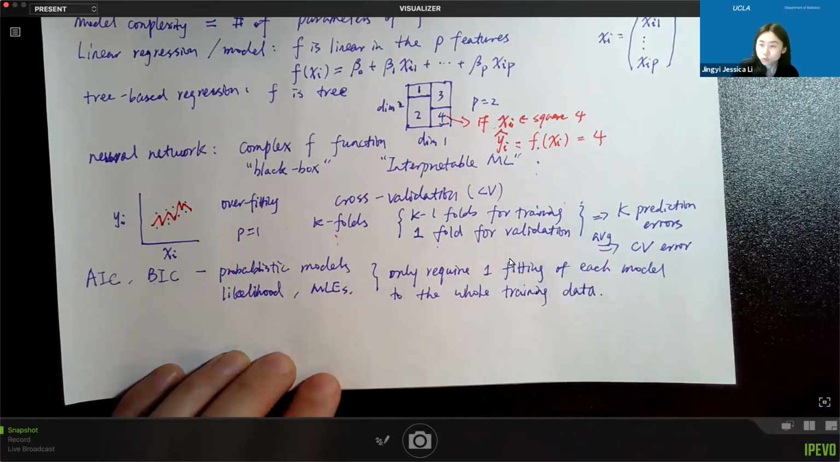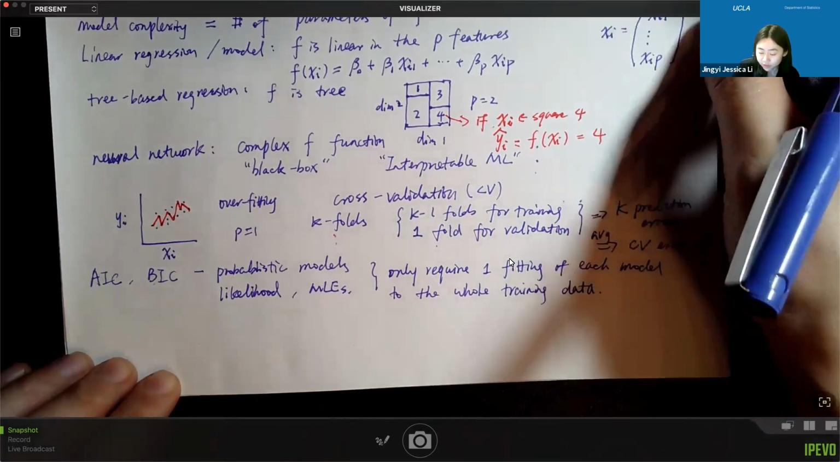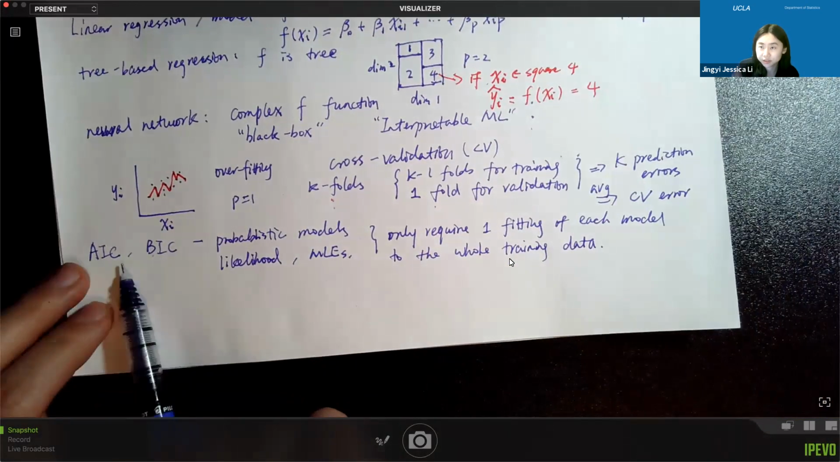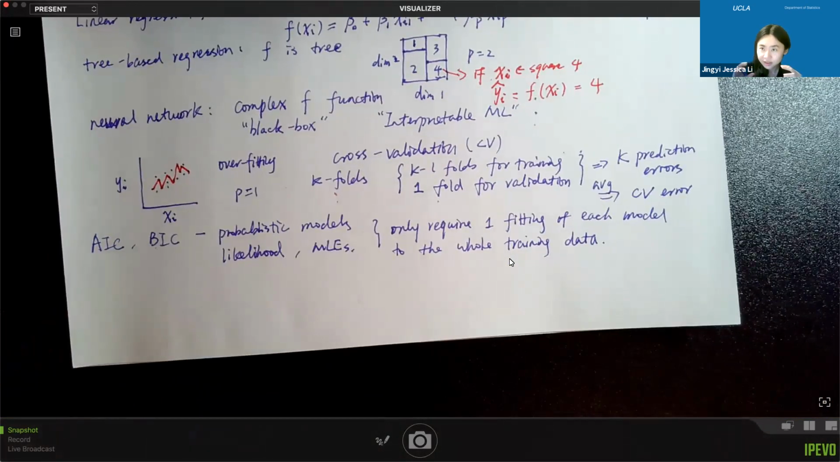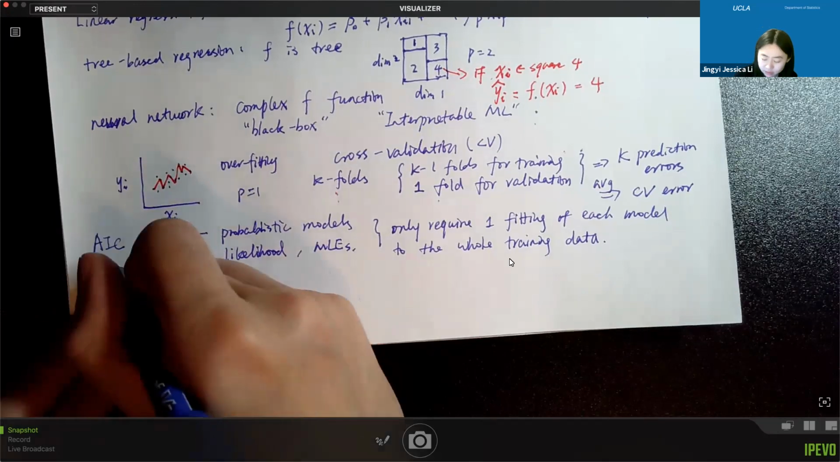Okay, and what's the difference between those two things? These two things have their different assumptions and their different derivations. So AIC got its name because it is based on information theory. What it actually does is to address this issue. So let me talk about AIC first.